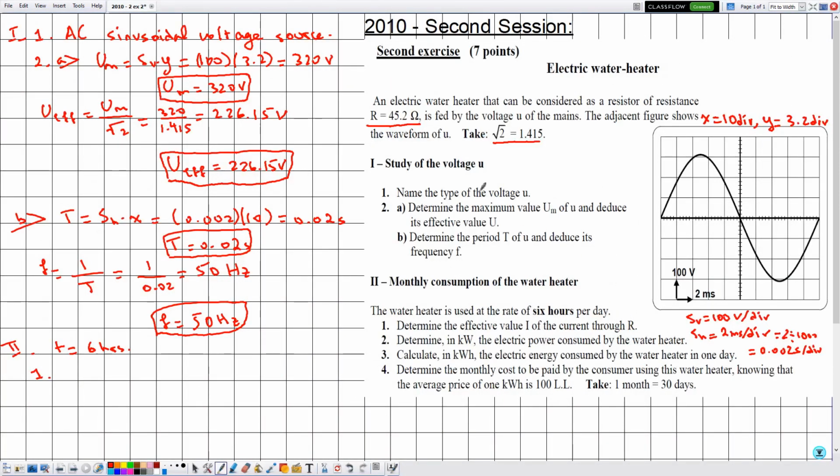So through R, we know the value of the resistance R, and we already calculated the value of the effective voltage, which is given by 226.15. Then we can determine the value of I using Ohm's law. Then let's apply Ohm's law to the water heater. In other words, we are applying Ohm's law to the resistor R.